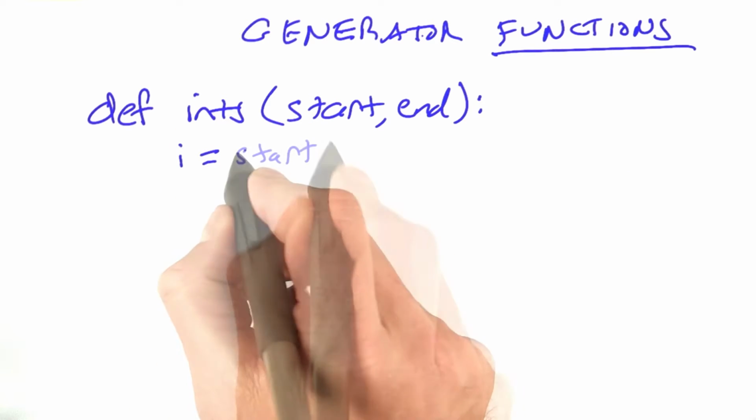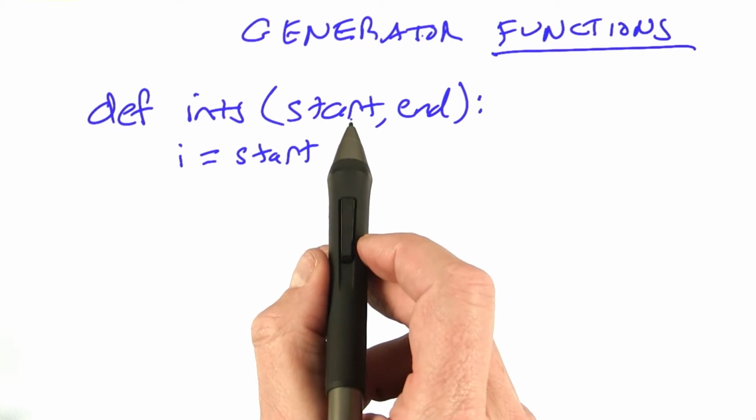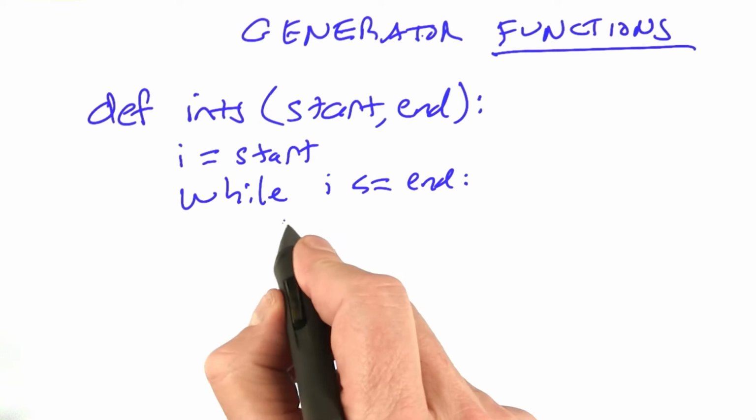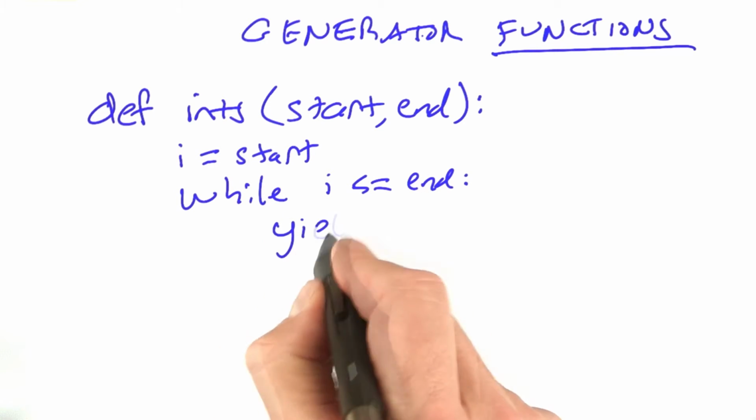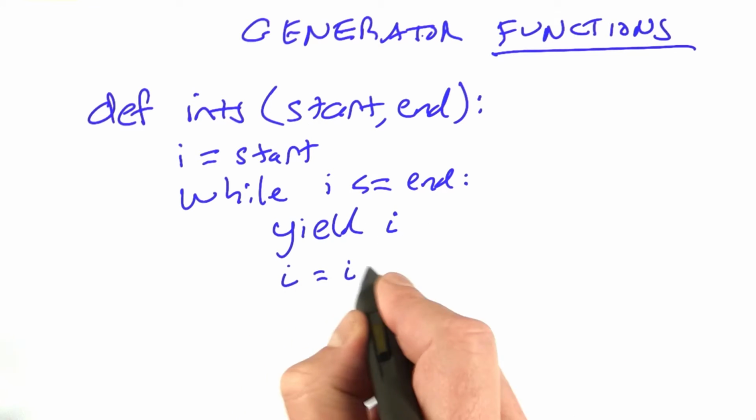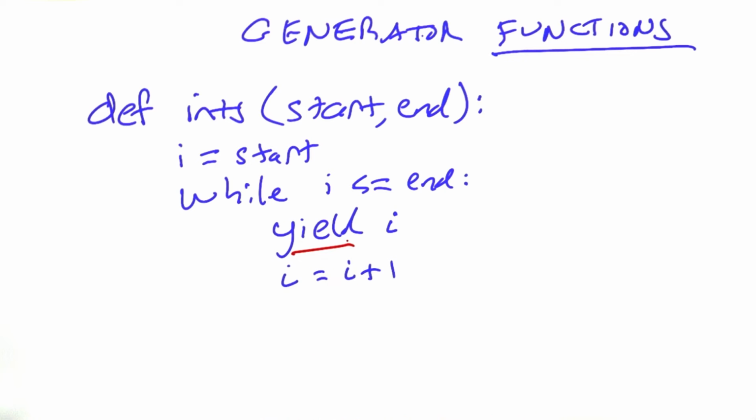I'm going to start off with an integer i that starts at the start number that you told me. And then while i is less than or equal to the end, I'm going to introduce a new type of statement here called yield. And I say yield i, and then I say i equals i plus 1. Now the yield is something new, and it makes this definition a generator function rather than a regular function.